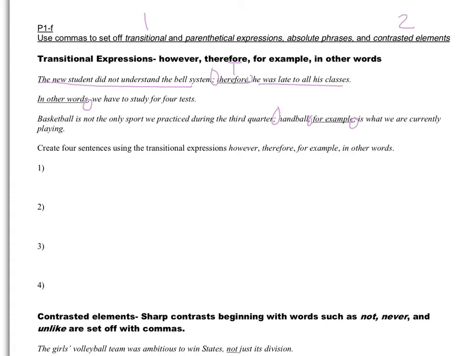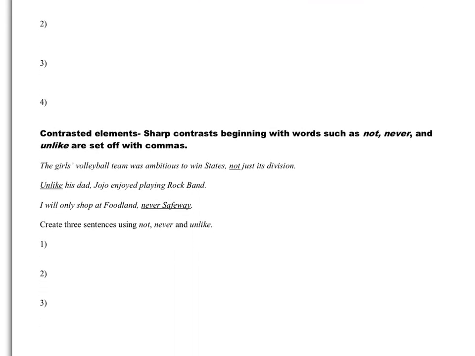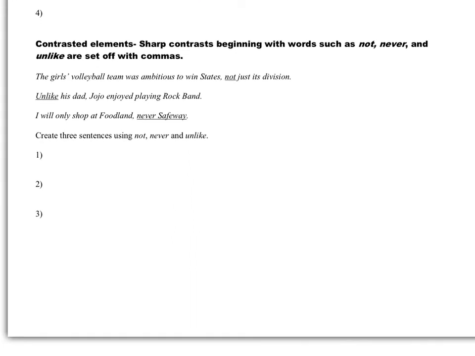Here, the transitional expression is between the subject and the verb, and so you would surround the transitional expression with commas. Let's now look at contrasted elements. Remember that contrast points out the differences of two things. Whereas with comparison, you're pointing to the similarities. Contrasted elements are sharp contrasts beginning with words such as not, never, and unlike, and are set off with commas.